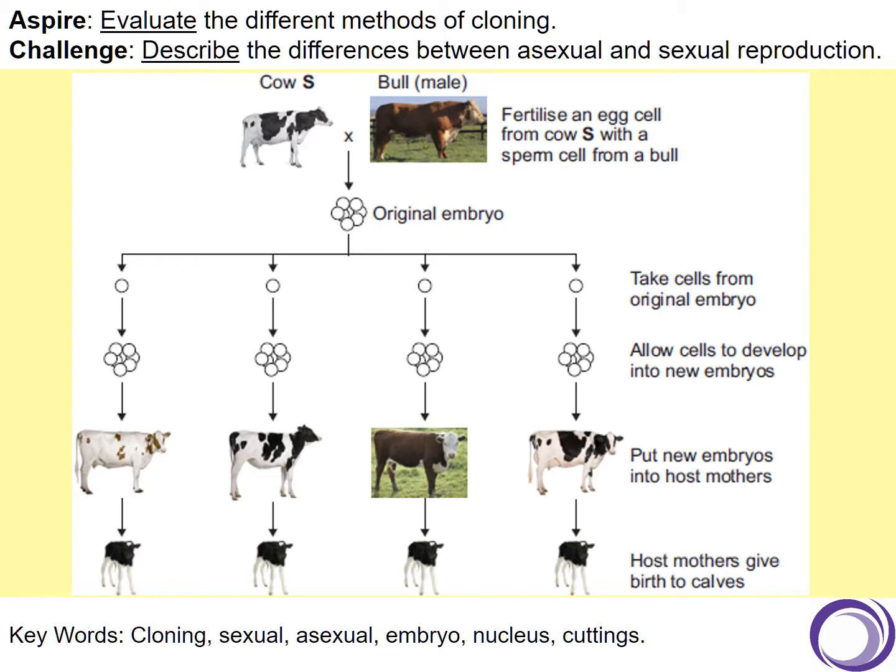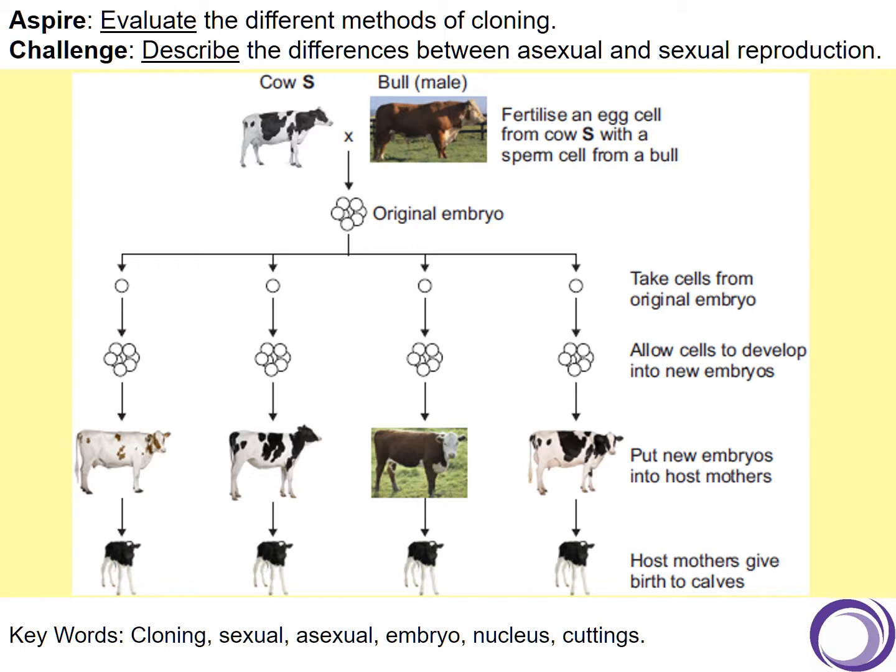So this diagram summarises what happens in the case of embryo transplants. So you've got cow S at the top. Her eggs would be fertilised by sperm from the bull. Sexual reproduction, normal method in cows, and an original embryo would be produced. But the cells would then be taken from that original embryo, and in this example, that embryo is split into 4. It could be more than that.